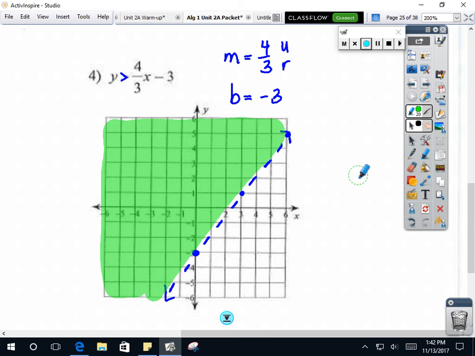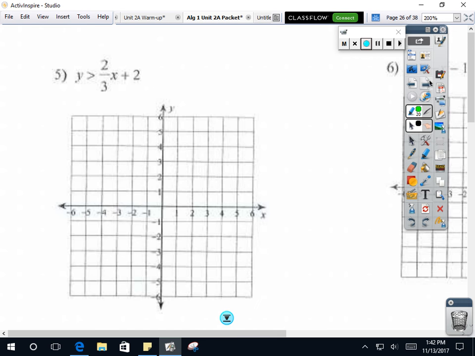We got a lot more problems to do. Number 5. Y is greater than 2/3 x plus 2. What is the slope? And what is the y-intercept? This 2 tells us to go up, and this 3 tells us to go right. But before we do that, we plot our y-intercept at 2. And then go up 2, right 3, up 2, right 3. Or we could have gone down 2, left 3, down 2, left 3.